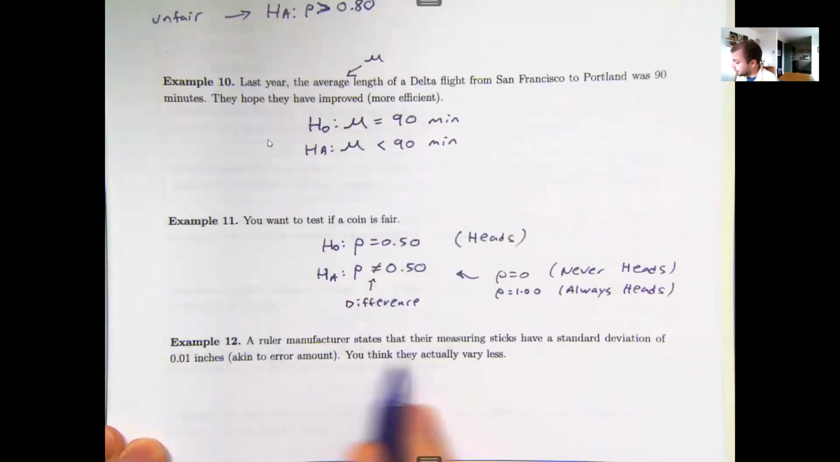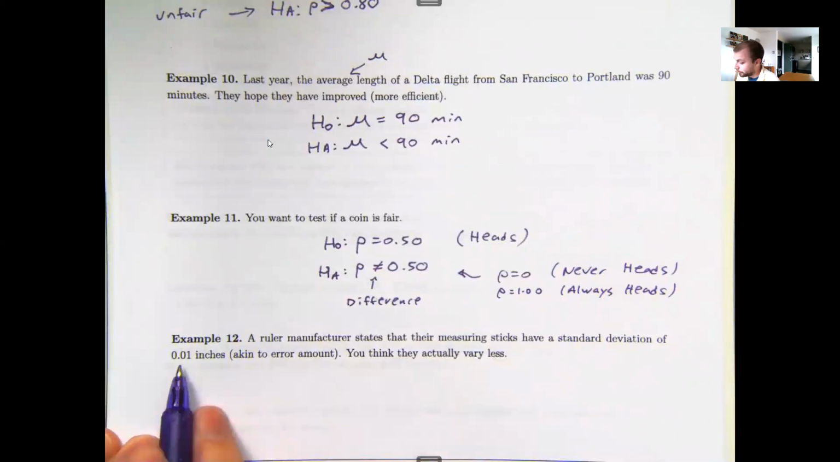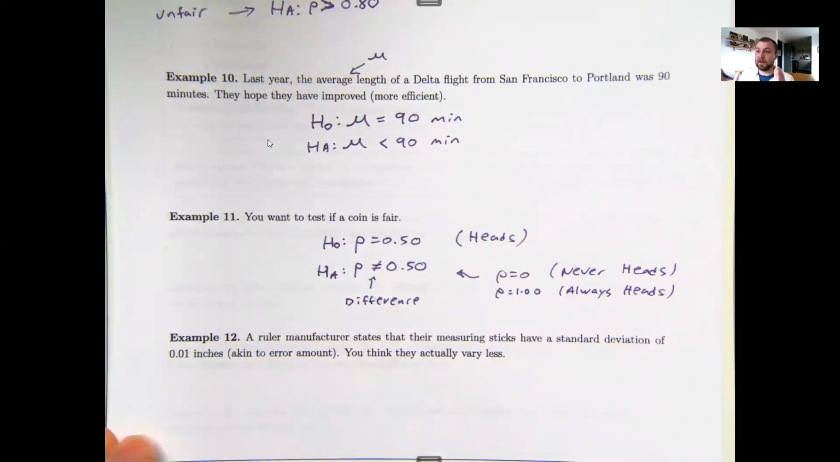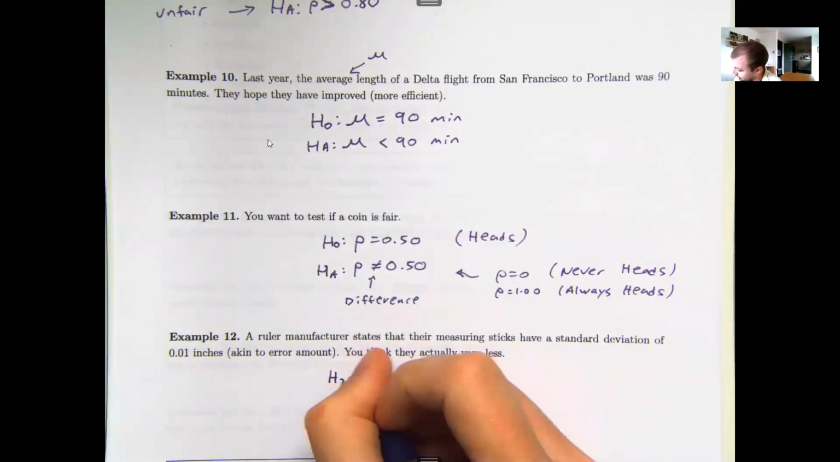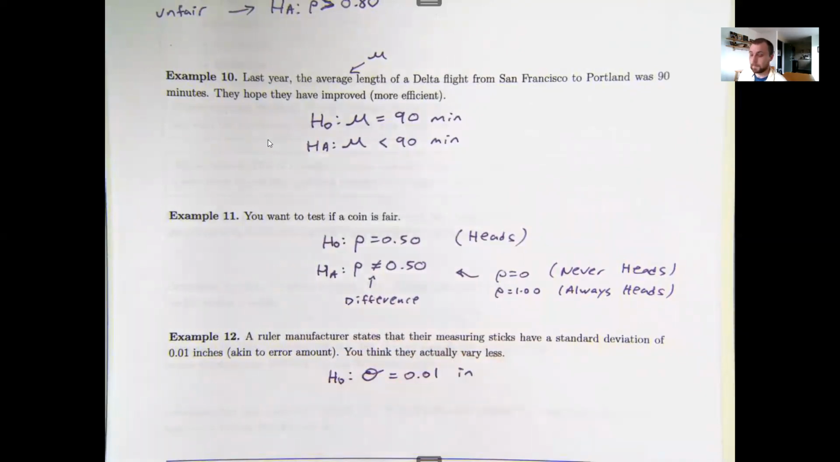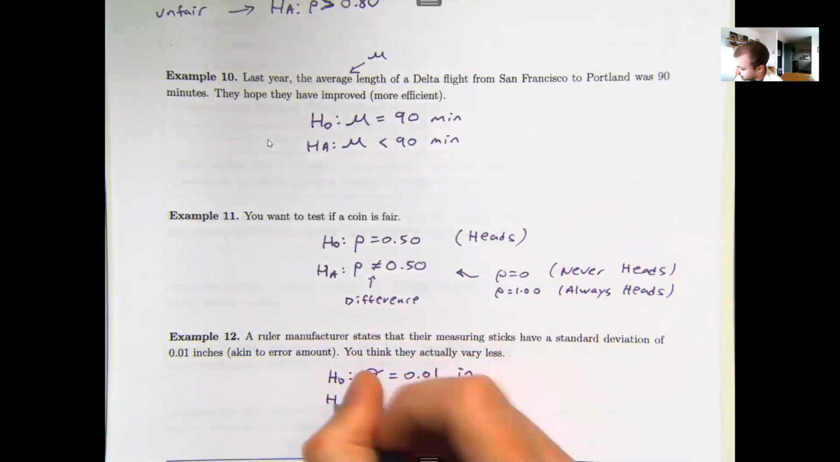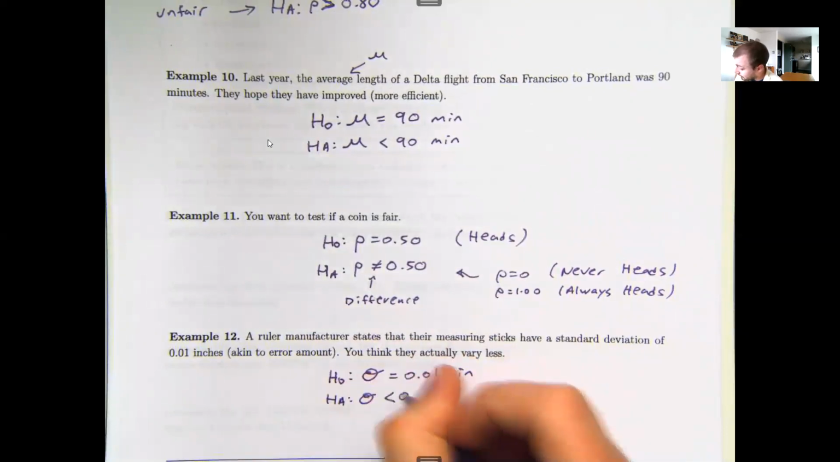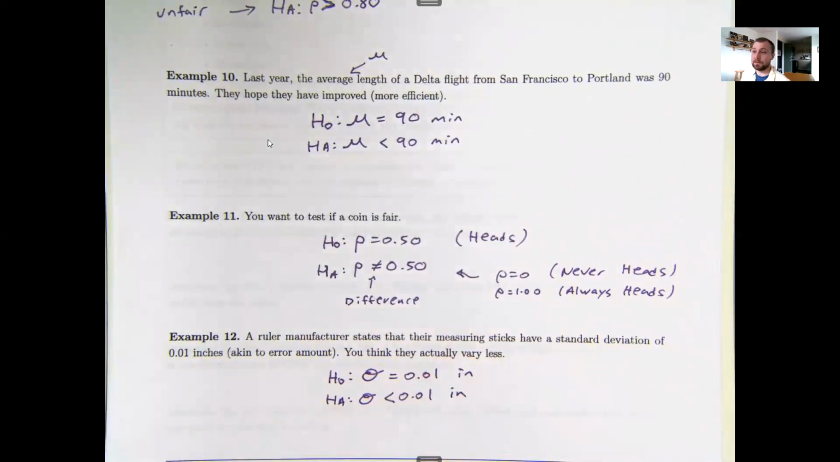A ruler manufacturer states that measuring sticks have a standard deviation of 0.01 inches. This is akin to the amount of error. So maybe these things get larger or smaller depending on temperature. You think the actual amount that it varies is less than 0.01 inches. So null hypothesis, the spread is equal to 0.01 inches. Alternative, I think the actual amount it varies is less than 0.01 inches. Population standard deviation, sigma. I have fair, I have unfair. I have framed this thing as a proper question.